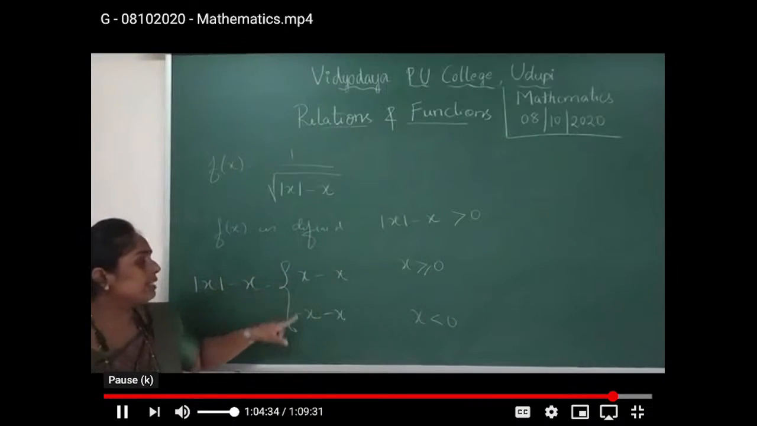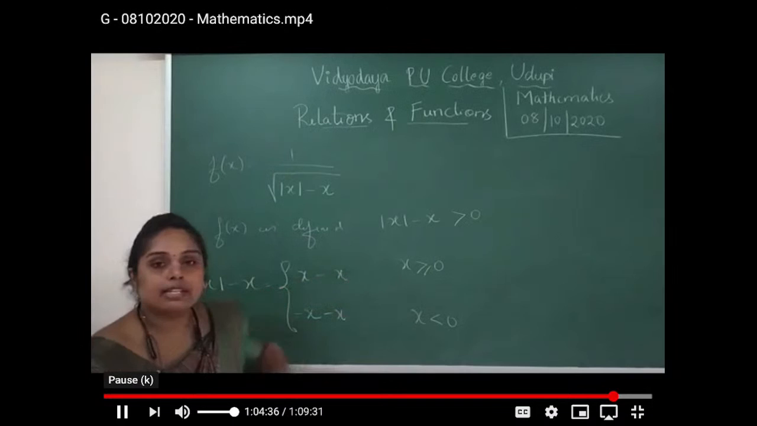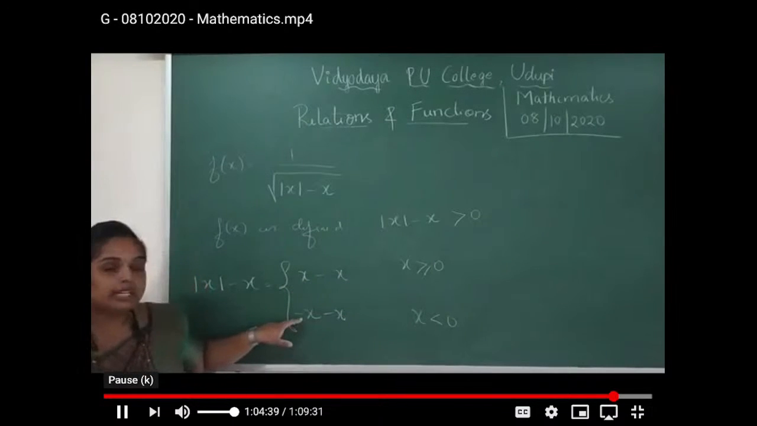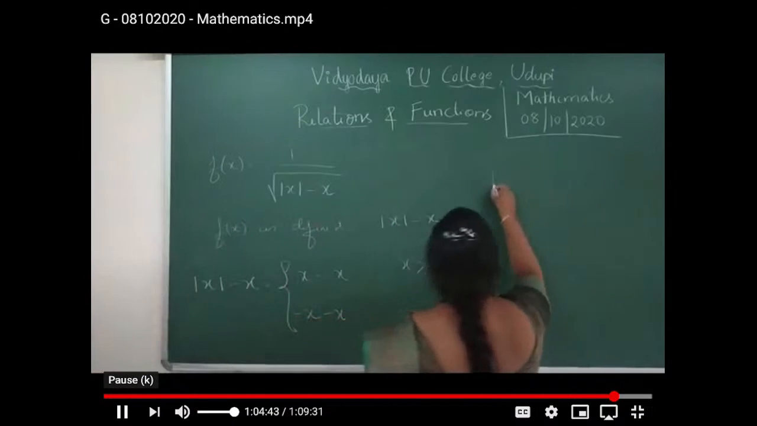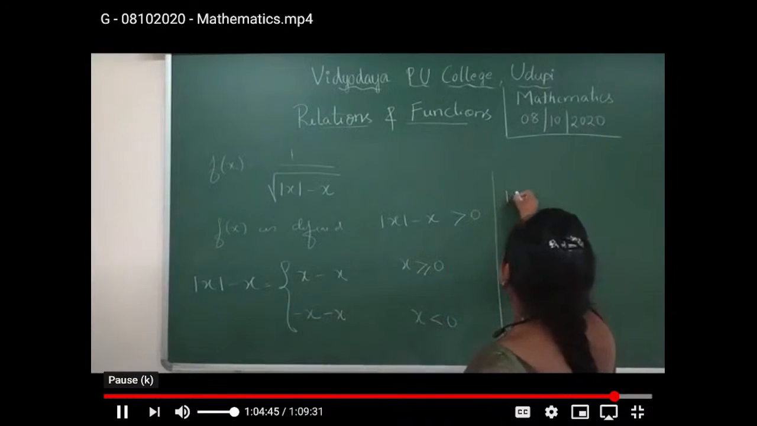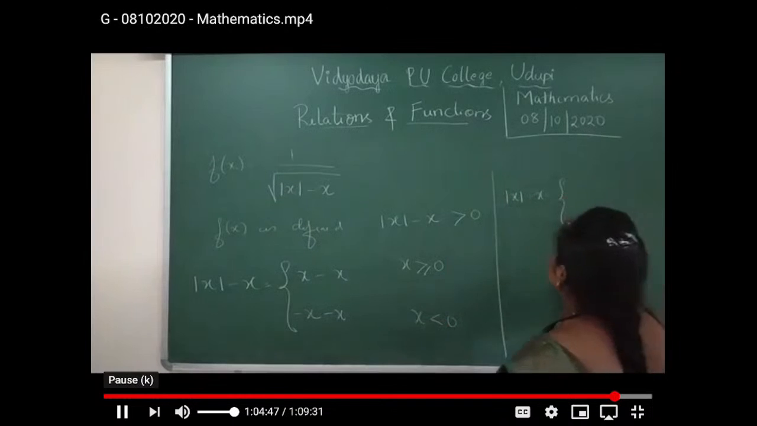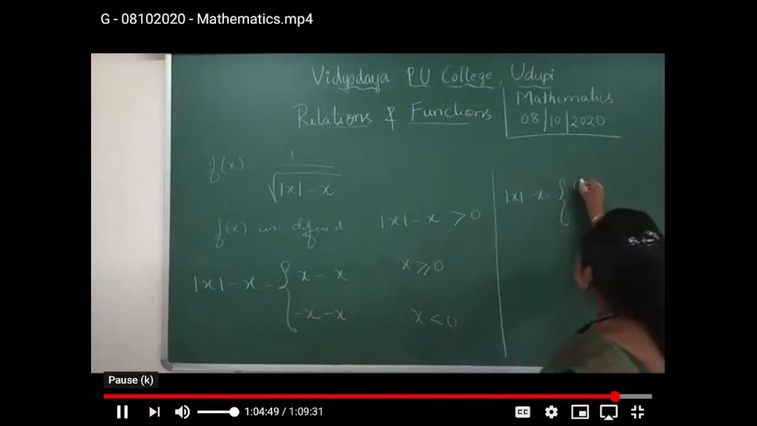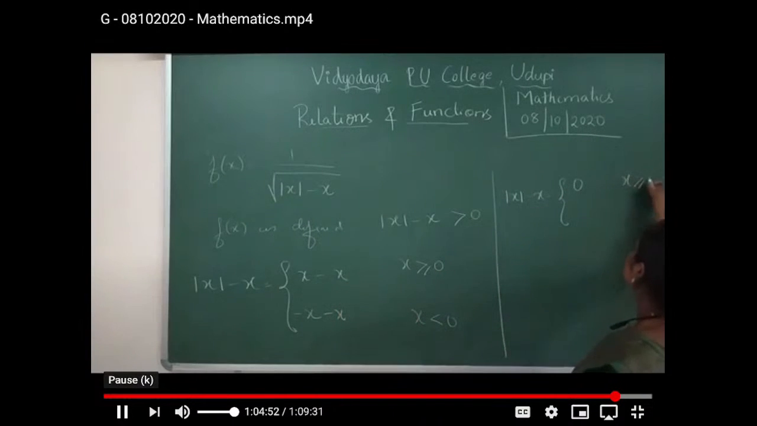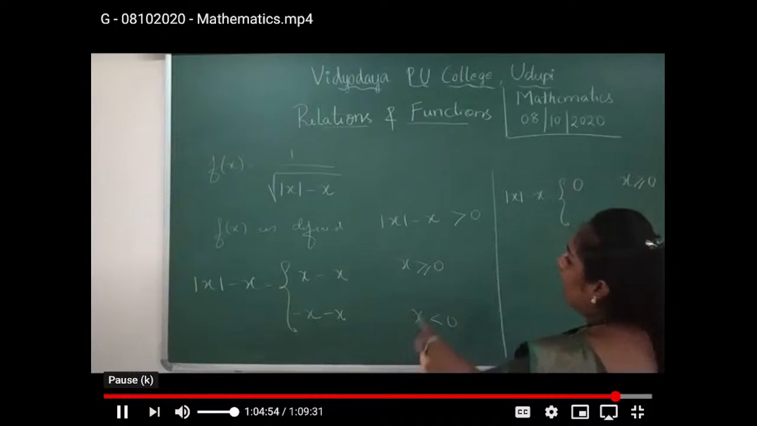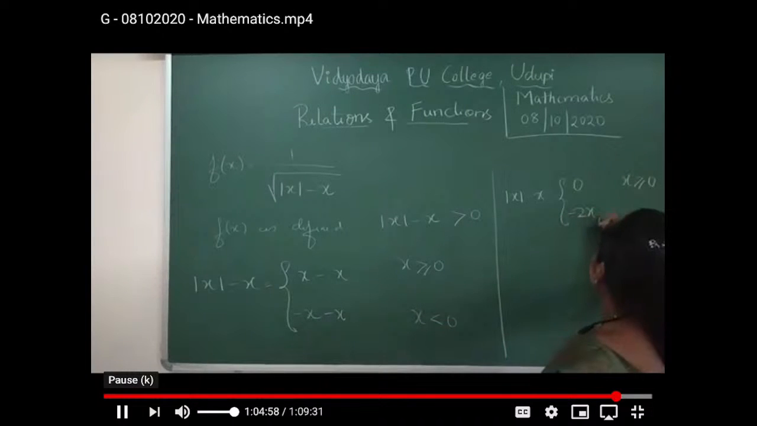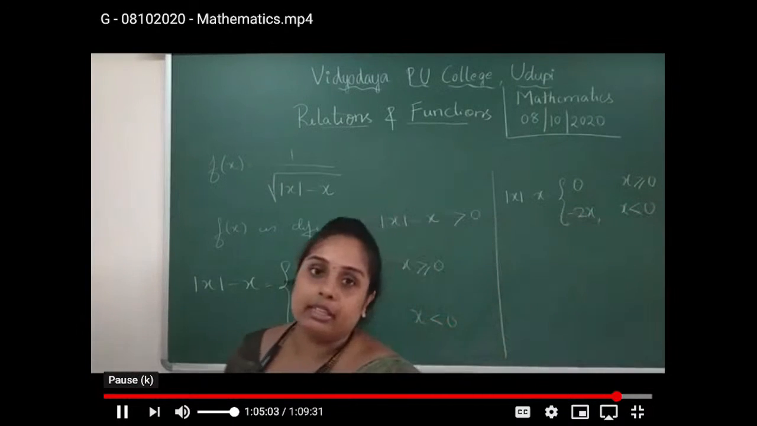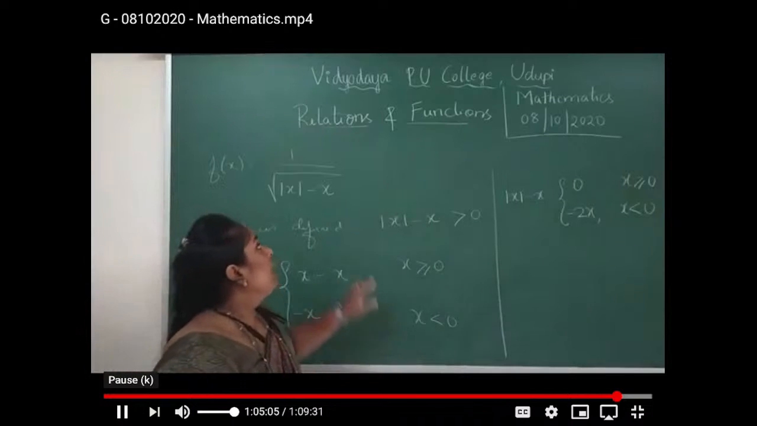Okay, change that mod x to x and minus x. X if x is greater than or equal to 0. Minus x if x is less than 0. Now what will be this mod of x minus x? X minus x is 0 if x is greater than or equal to 0, and minus x will be minus 2x if x is less than 0. This is what I am getting in the denominator.